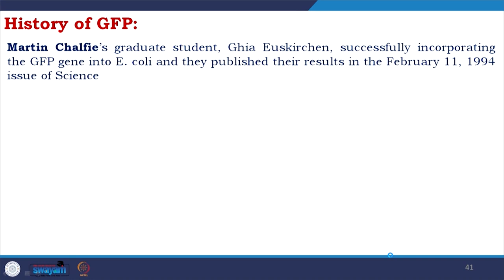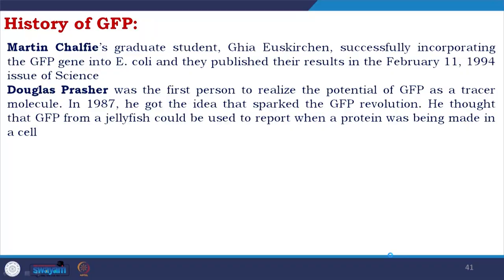Martin Chalfie, another landmark, another legend in GFP, and his graduate student Ghia Euskirchen successfully incorporated GFP into E. coli. This is the first time they expressed this gene in another organism. They published that result in Science. Douglas Prasher was not at the initial activities, but he was the first person to realize the potential of GFP as a tracer molecule. In 1987, he got the idea that sparked the GFP revolution.